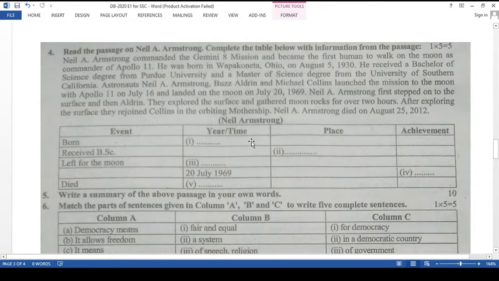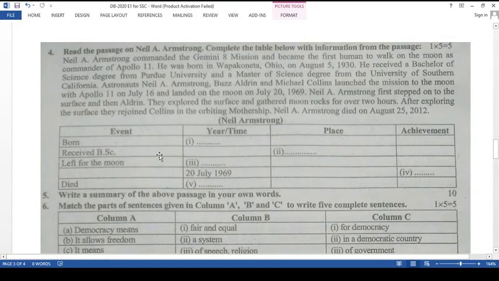So at first, let us find out the information. All the information will be surrounding Neil Armstrong, not others. Born, year or time, this is very obvious: August 5, 1930. Then received BSc, place Purdue University, possibly Bachelor of Science from Purdue, yes, Purdue University. Then left for the moon, that means he started for the moon, that is 1969.